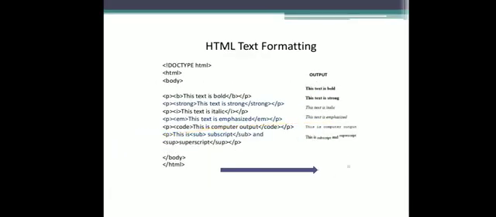Next, we'll see HTML text formatting. Text formatting is nothing but giving some style to the text. You can make a style for the text. You can give bold, you can give a color, and you can change the text. These are some of the different types of tags shown in this example, and how the output will be displayed.